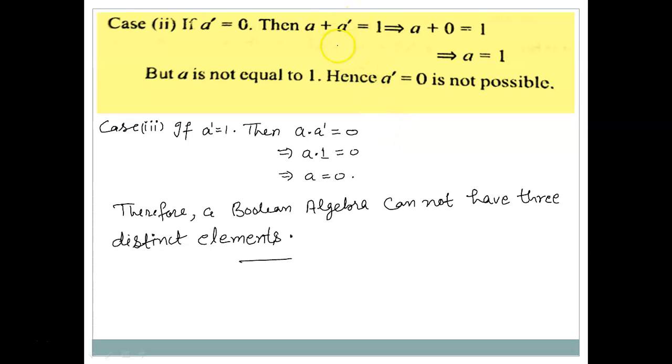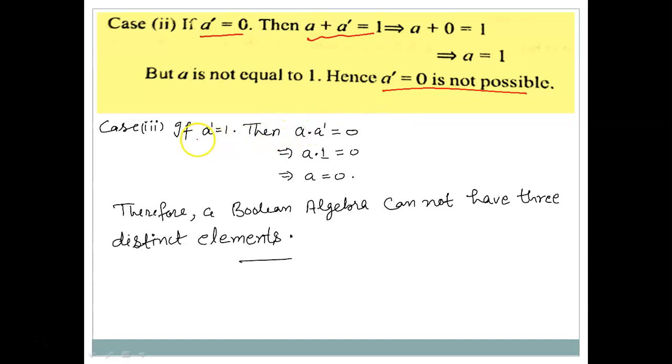In case 2, when a complement equals 0, then a plus a complement equals 1 by the complement law. Because a complement is assumed to be 0, we get a equal to 1. But this is again not possible. So the choice a complement equal to 0 is not possible.